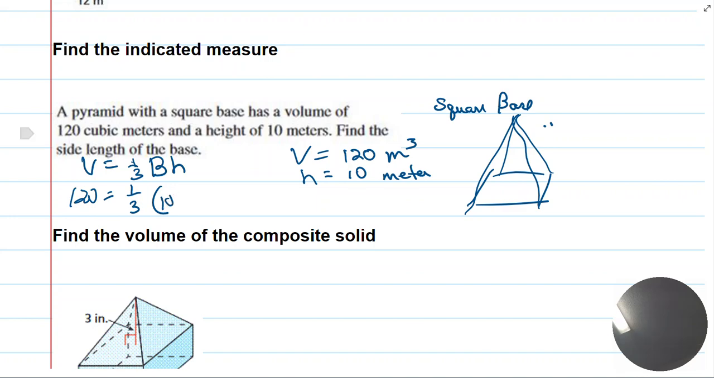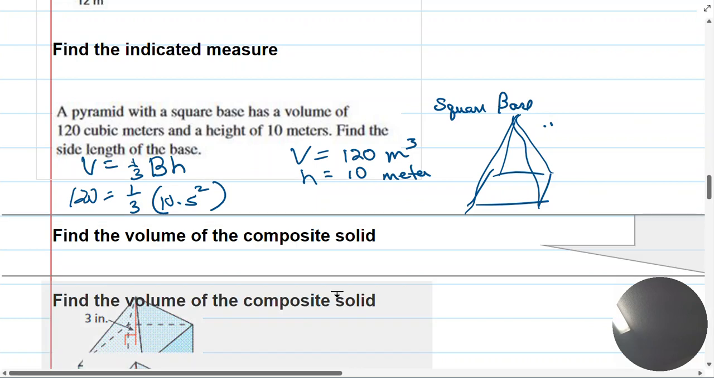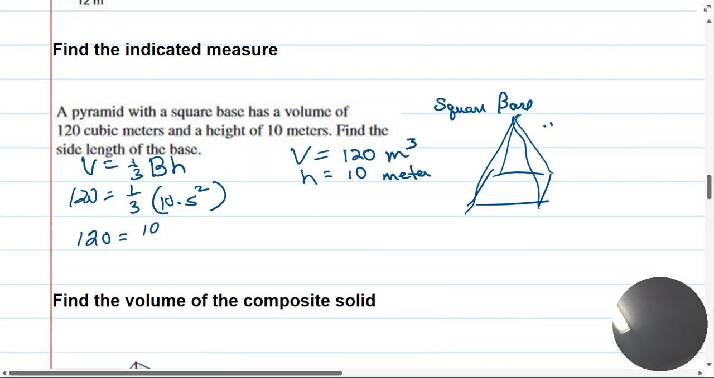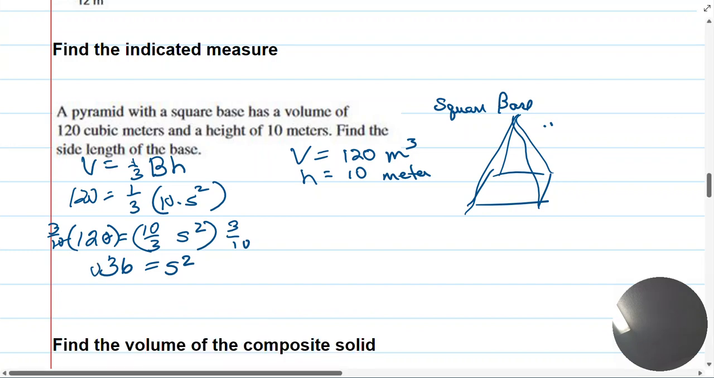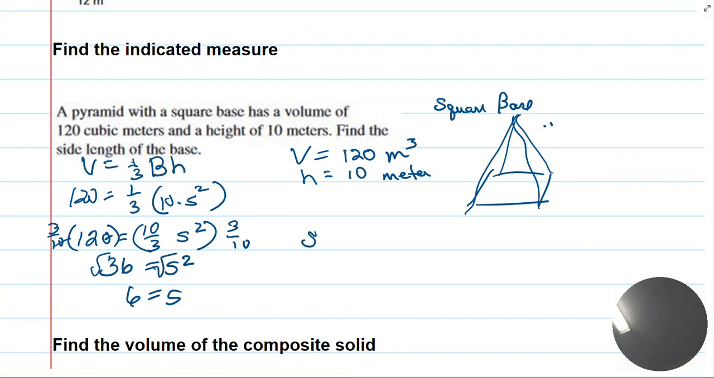It's going to be a side squared, right? Because it's a square base. The height is 10. So this gives us 120 equals 10/3 side squared for the base. I'm going to multiply by the reciprocal. And when I do that, that cancels a 0. I get 36 equals side squared. Take the square root, and my side is 6. The side equals 6 meters. Everybody comfortable with that? Nothing difficult.